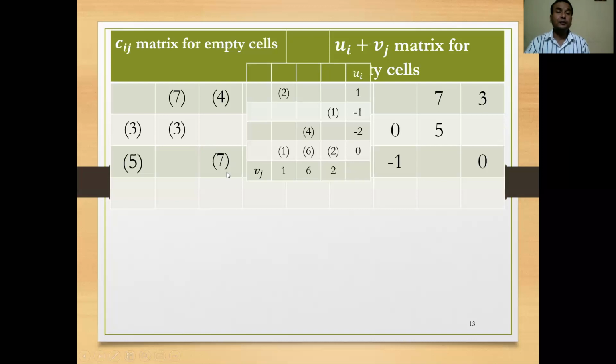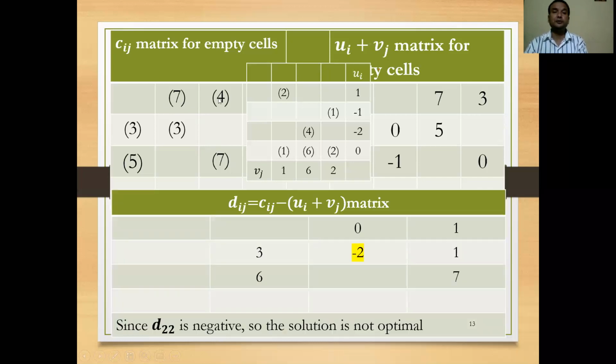Then our aim is to find out Dij. Dij is this matrix minus this matrix. So let us find Dij. 7 minus 7 is 0, 4 minus 3 is 1, then 3 minus 0 is 3, 3 minus 5 is minus 2, then 5 minus 1 is 6, and 7 minus 0 is 7. Here we have seen there is one negative value, minus 2, of Dij. So we have written here, since D22 is negative, the solution is not optimal. And there is a 0 here. So since it is not optimal, let us proceed to the next step.